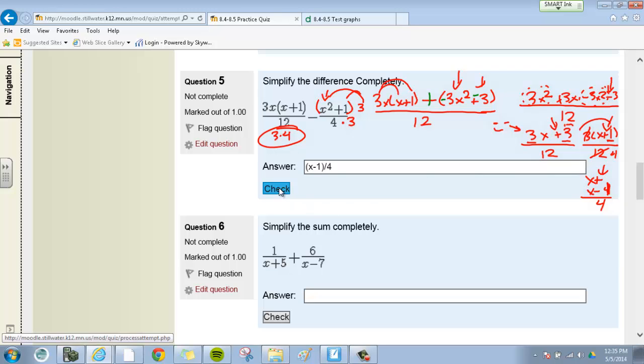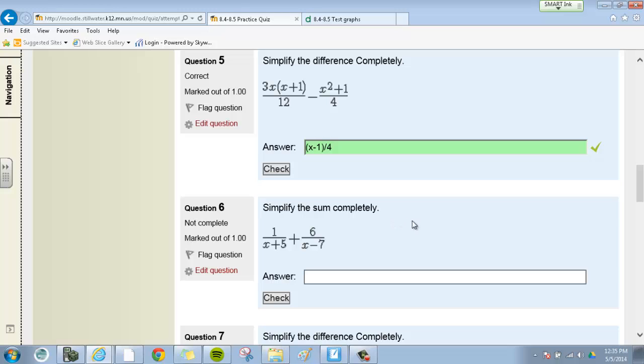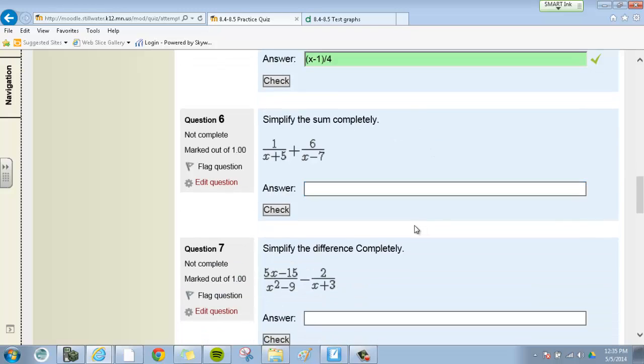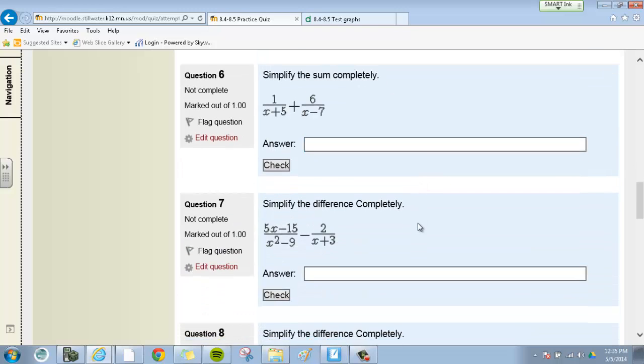Let's see if we can get this in there. Oh, I'm going to use x minus 1 divided by 4. Checking it. Good. We're on a roll now.